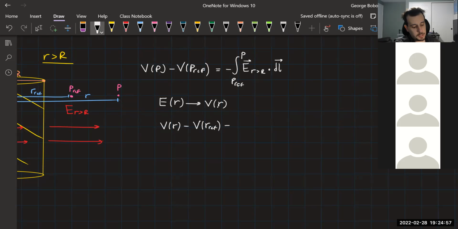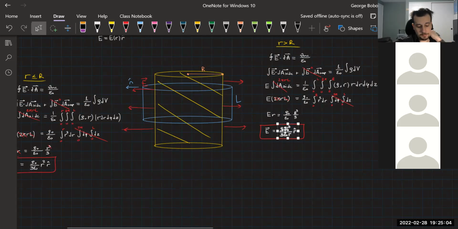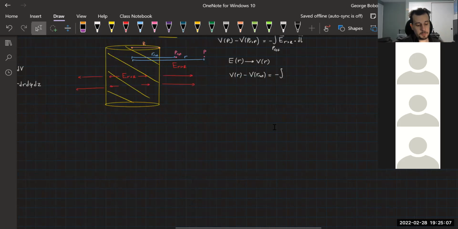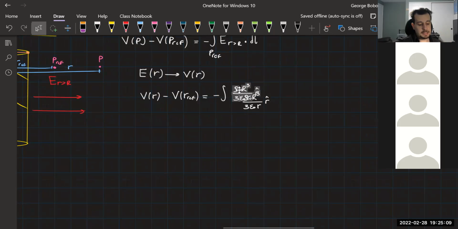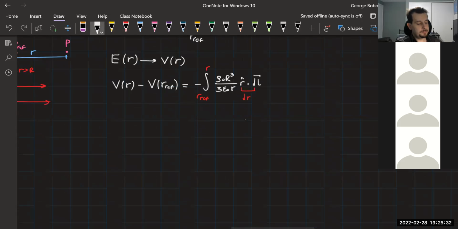And then the integral, we'll go over here. We'll put the electric field in that we got for outside the cylinder. And again, we're going to dot it with the dl in cylindrical coordinates. I promise that this will return a cylindrical dr. So the integral is running in the r direction. So of course, we're going to integrate from the r reference up to, again, r.